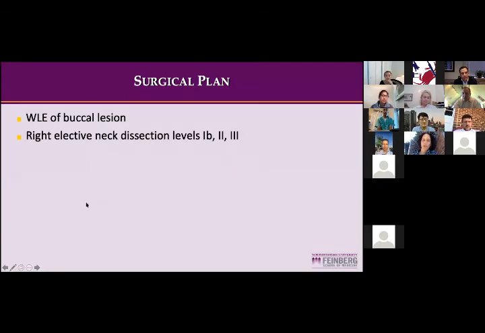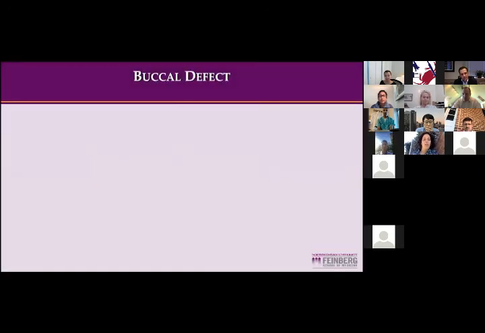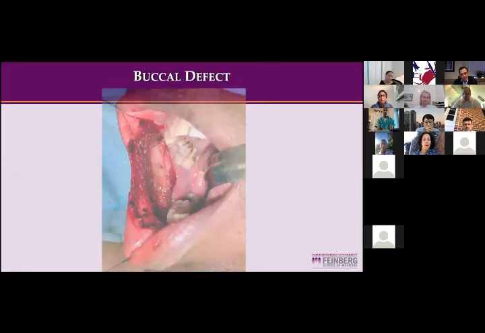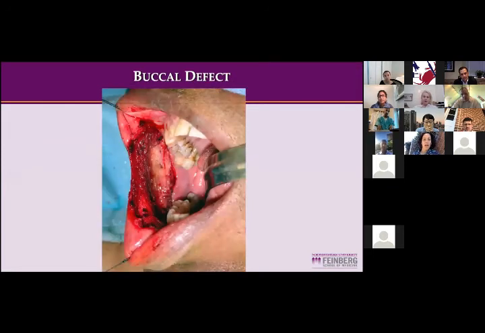All right, so we concurred. We made a surgical plan for a wide local excision of that buccal lesion and a right elective neck dissection addressing levels 1B, 2, and 3. So here's a picture of our buccal defect.